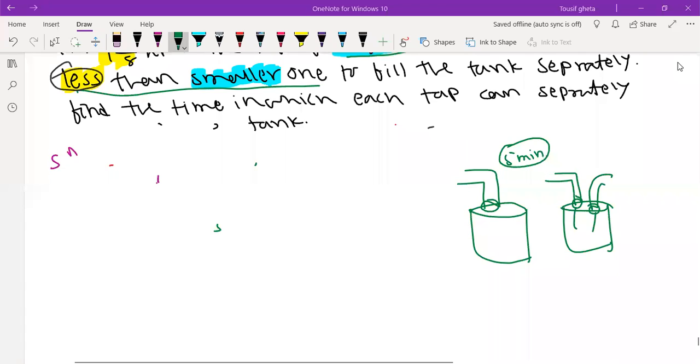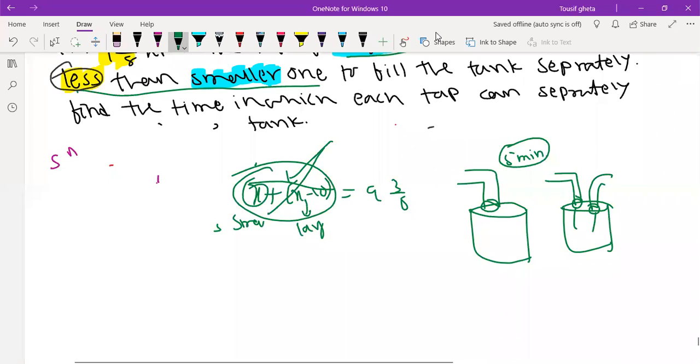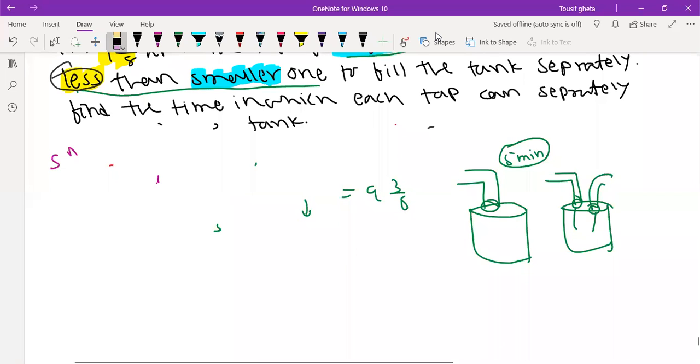In case of time, remember, x plus something is for the smaller diameter, and x minus 10 is for the larger diameter. You can't add the time, because if you add both the times, you will get more time, which is not possible. So this concept will not be used in this case. This is totally the wrong concept here. It cannot be used.